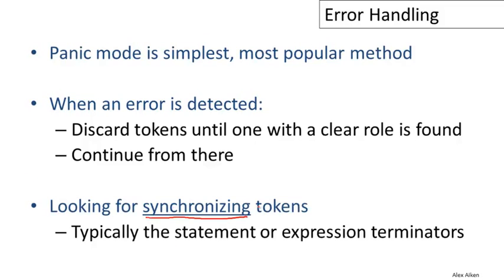And these are just tokens that have a well-known role in the language, so that we can reliably identify where we are. So a typical strategy might be to try to skip to the end of a statement or to the end of a function if an error is found in the statement or function, and then begin parsing either the next statement or the next function.